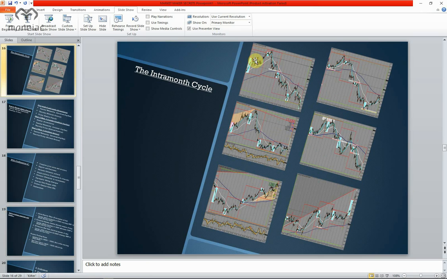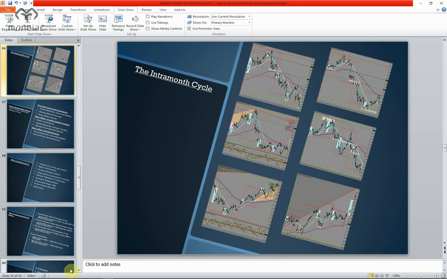So accumulation week one, week two stop hunt, long sustained run, week four, week five reversal. Accumulation, stop hunt, long sustained run, reversal. Accumulation week one, stop hunt week two low, long sustained run, and then week four, week five reversal.